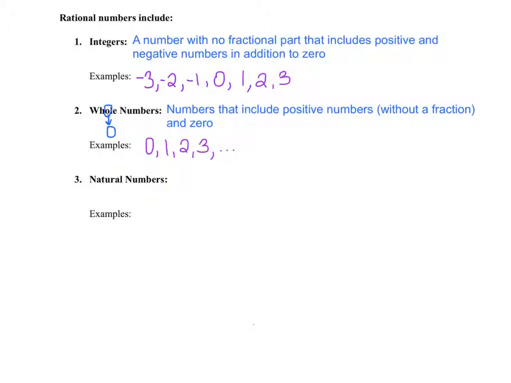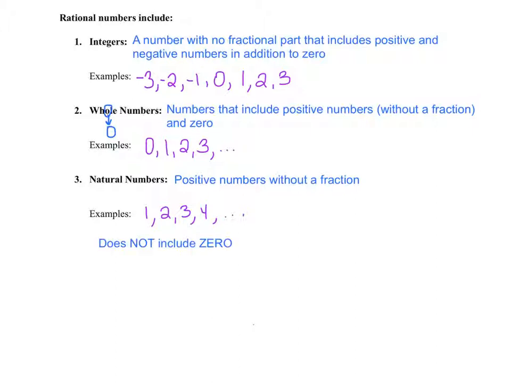Next are natural numbers, which are also rational numbers. Natural numbers are positive numbers without a fraction. For example, 1 is a natural number, 2 is a natural number, 3 is a natural number, 4 is a natural number, and so on. They're all positive numbers without a fraction. The main difference between a natural number and a whole number is that a natural number does not include 0, whereas a whole number includes 0.